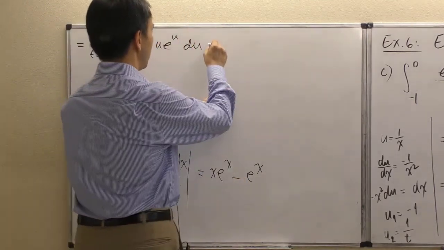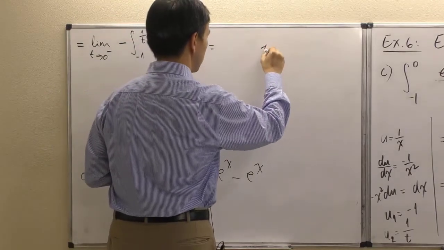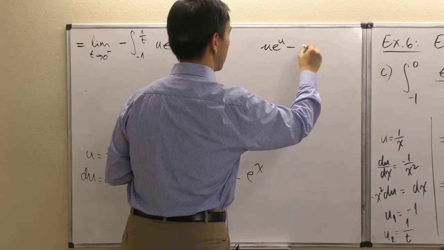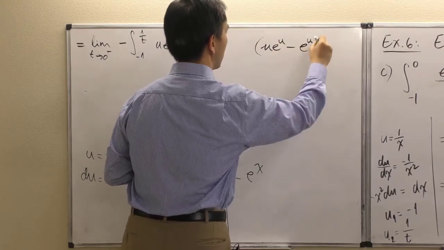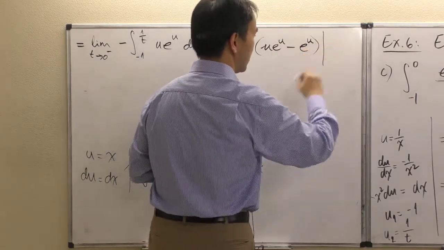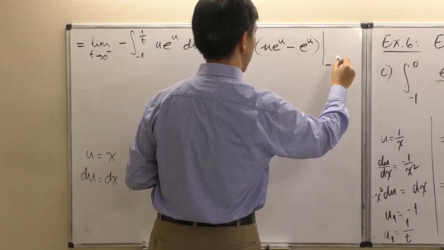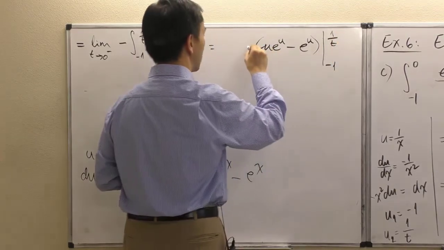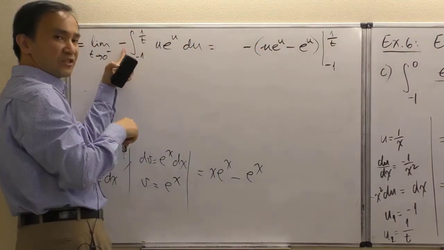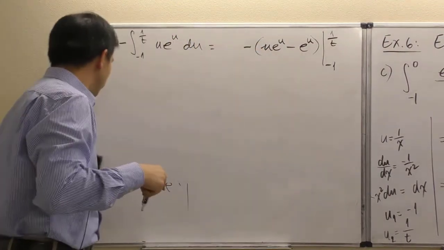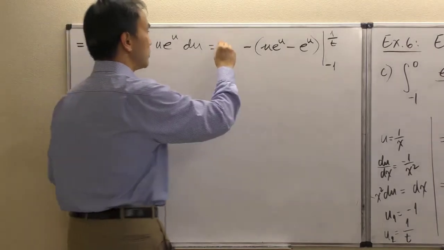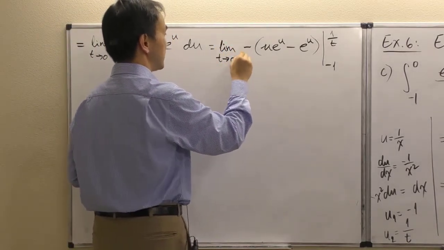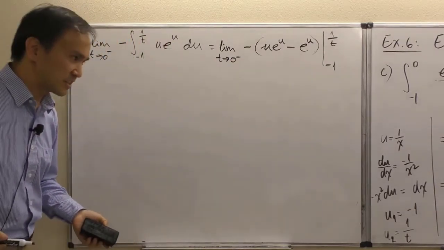So it's going to be now u times e to the u, minus e to the u, and I'm going to go ahead and evaluate this from negative 1 to 1 over t. But don't forget we have a minus sign in front like that. And then this problem will become a limit problem at the very last step where we're letting t approach 0 from the left-hand side.